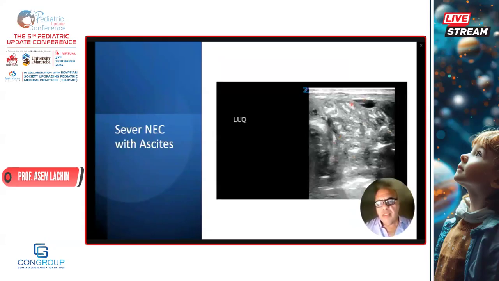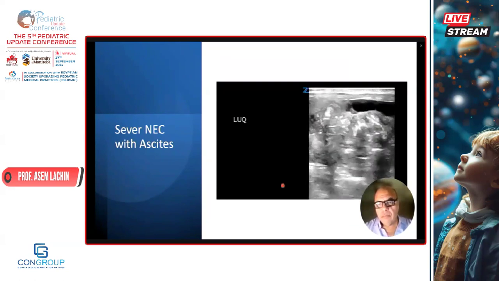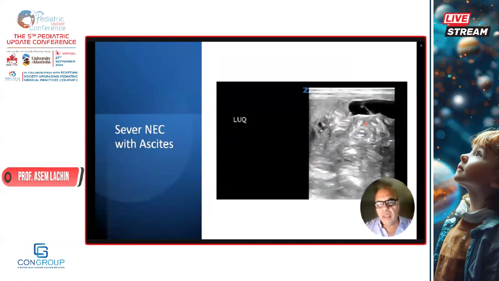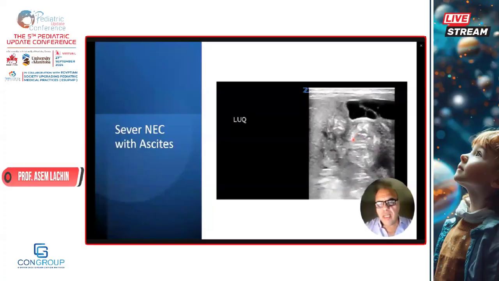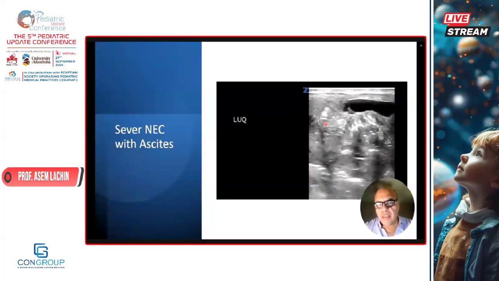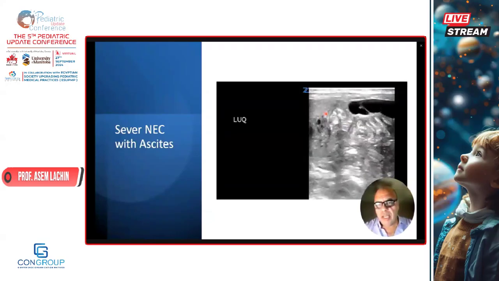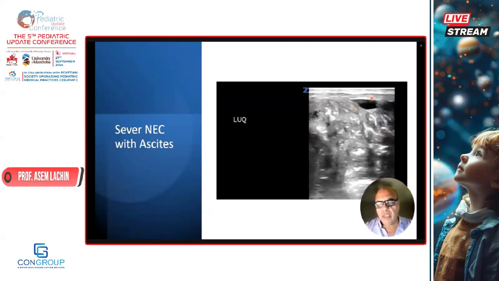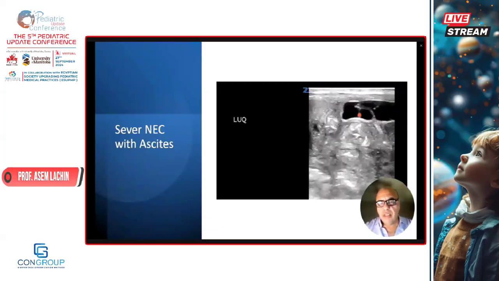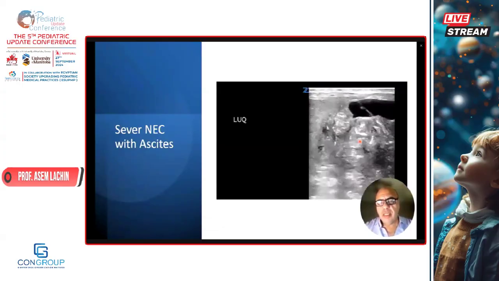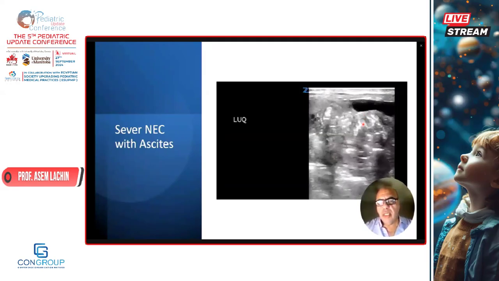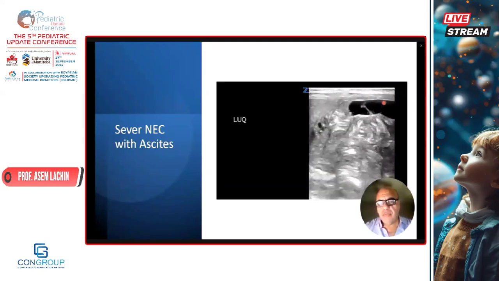This picture shows severe NEC with some kind of infusion. You can see here how the movement is sluggish, and in this area specifically there is some intramural gas, and this is a fluid collection, ascites. So we need to initiate the necrotizing enterocolitis protocol as well as tapping that amount of fluid.